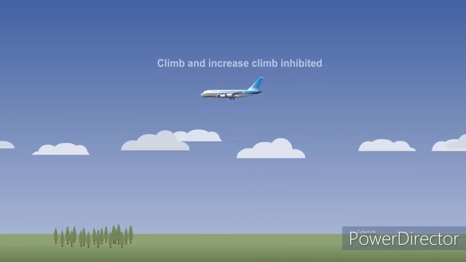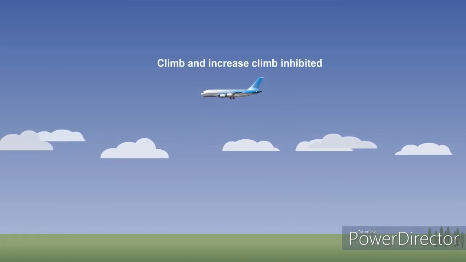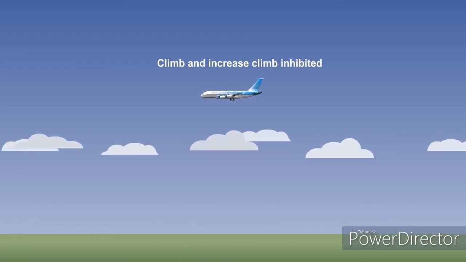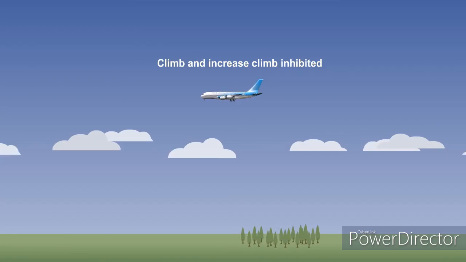Where the aircraft's performance is limited, that is at height, or with gear or flaps deployed, climb and increase climb resolution advisories are inhibited.